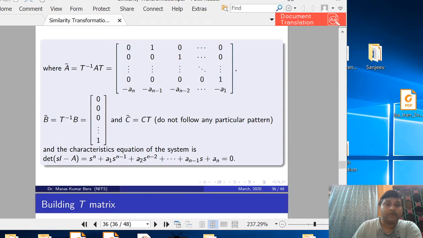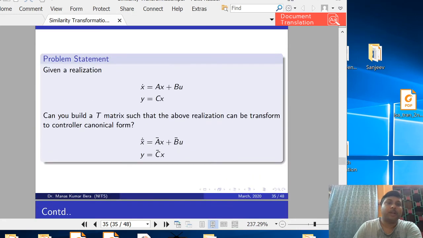What is the characteristic equation? Here the determinant of sI minus A is the characteristic equation. So the last row will be minus a_n, minus a_(n-1), minus a_(n-2), and the last element will be minus a_1. B bar should look like this: all elements will be 0 and the last element will be 1, and C bar is equal to CT. C bar does not follow any particular pattern, whatever comes by calculation you have to write, but A bar and B bar should look like this for a controller canonical form.